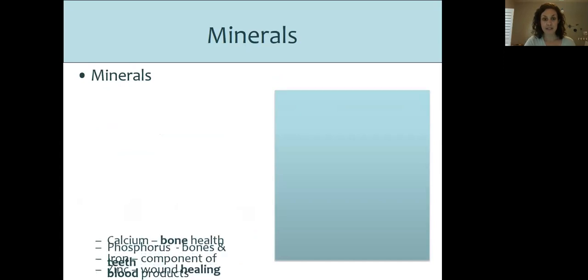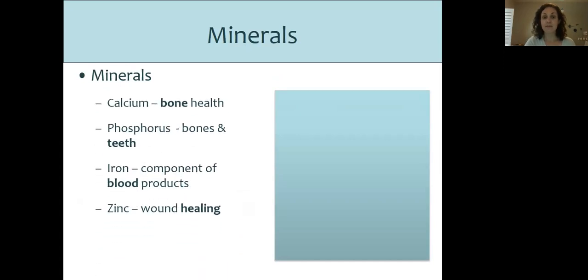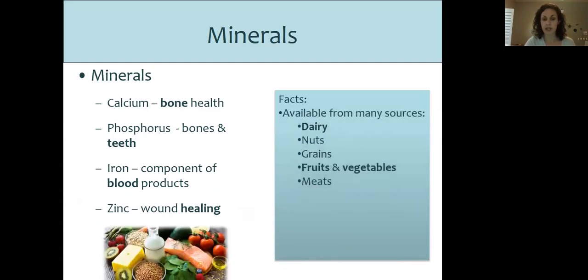And then minerals. So those are our calcium for bone health, our phosphorus for our bones and our teeth. Iron is a component of our blood product, and it's an important nutrient we need, and zinc is for wound healing. So minerals can come from many sources: dairy, nuts, grain. So our carbohydrates, all of them, right? Fruits and vegetables, meats. So all of the different nutrients pretty much can have minerals in them. So again, eating a wide variety of foods, making sure you incorporate all of the different nutrients, that's important.